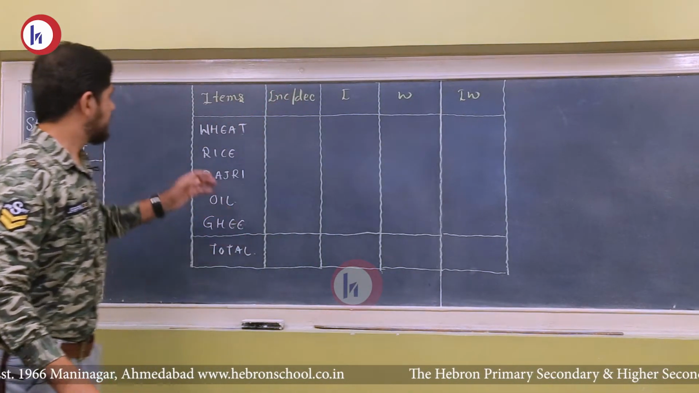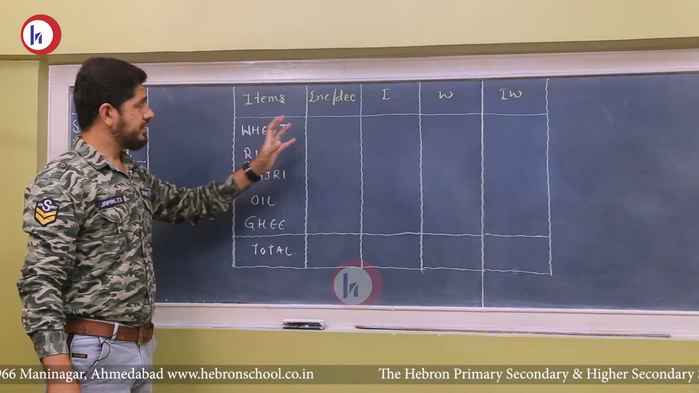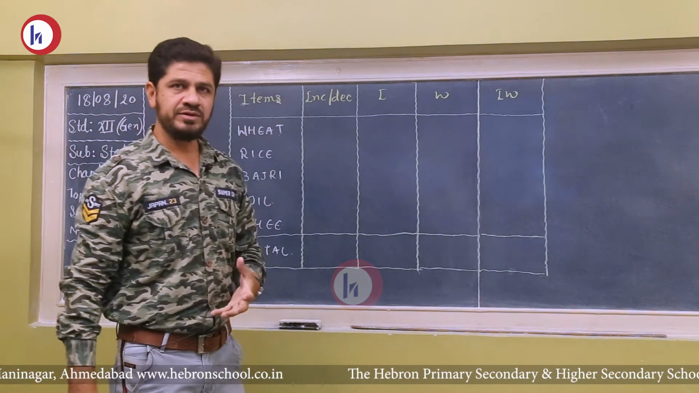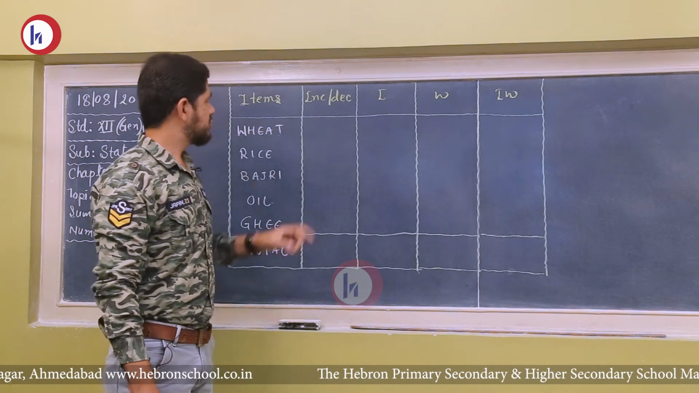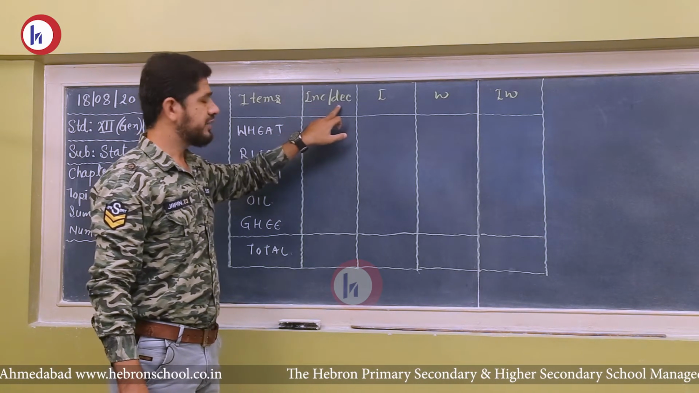So the items are wheat, rice, bajri, oil and ghee, and the index is not directly given, but it is given in the form of increase or decrease. So we need to make a column of increase and decrease.